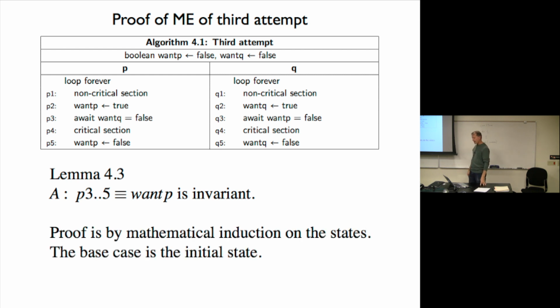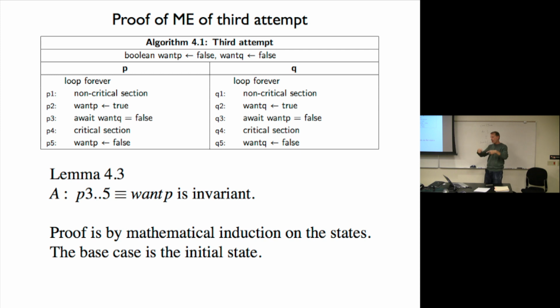Okay, so now the proof is by mathematical induction on the states. Because when these things are running concurrently, where do we always start? If I were to draw a little oval for the state, we would start at P1, Q1, and furthermore the values of wantP and wantQ would be false, false. Is everybody with me on that?